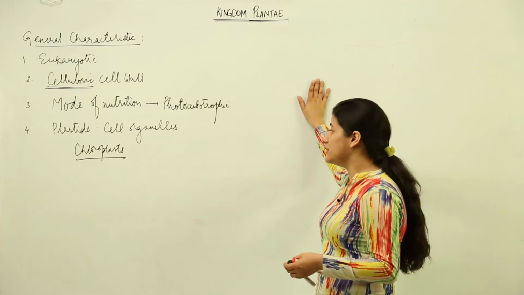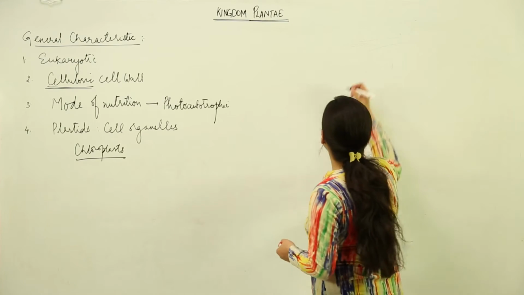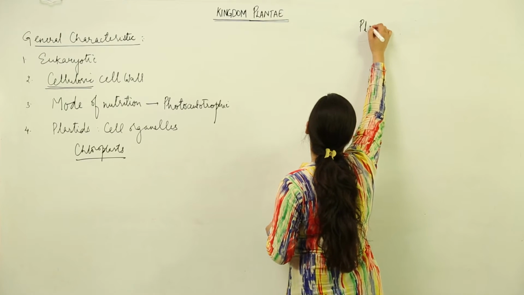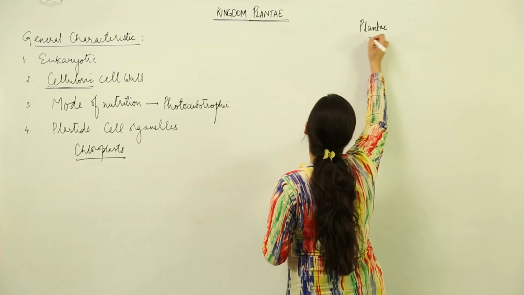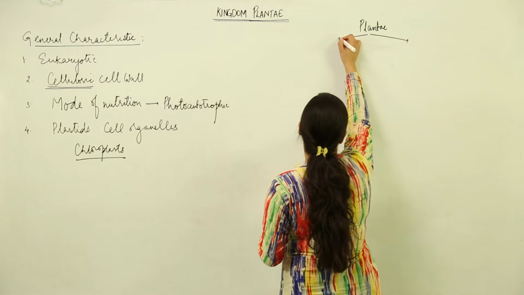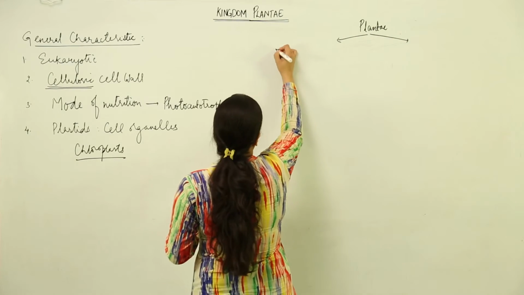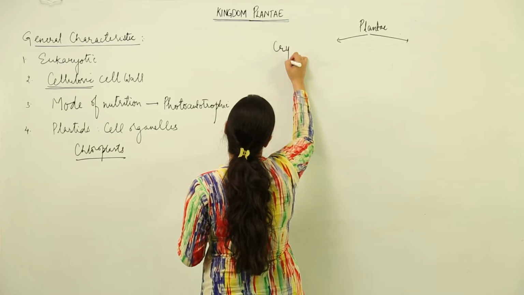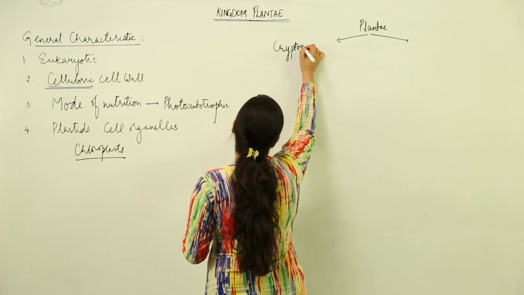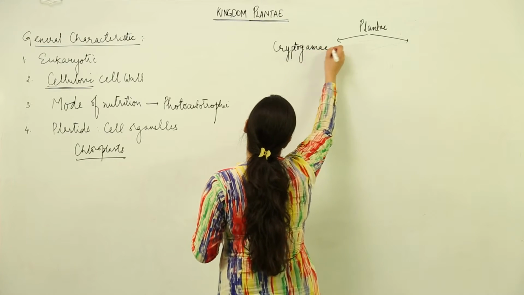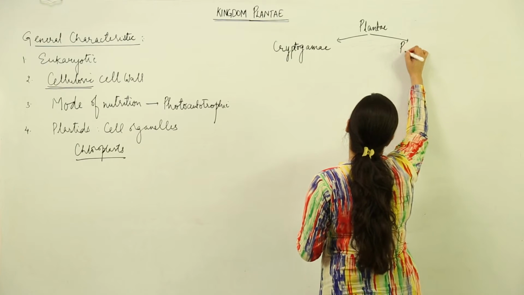So in case of kingdom Plantae, our kingdom Plantae is divided into further 2 divisions. One is cryptogamy, and other is phanerogamy.